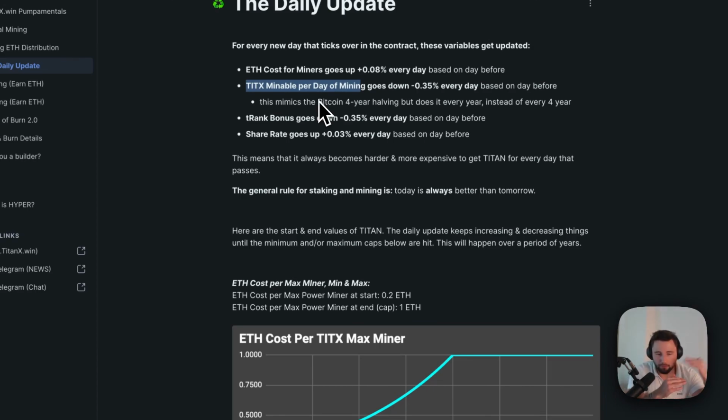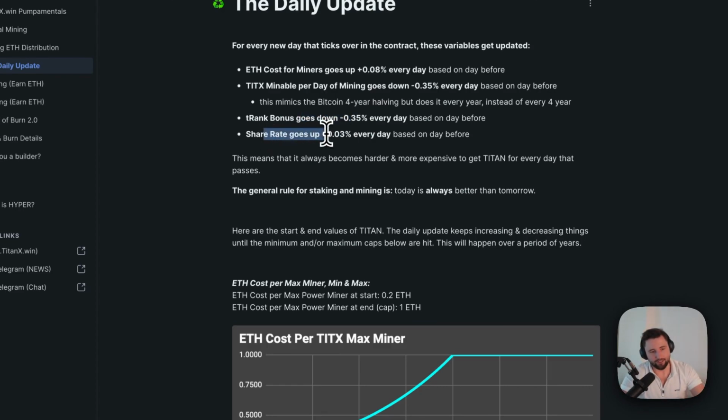It becomes a little bit more expensive to create a miner, so to create TitanX. So it becomes a little bit more expensive to create TitanX, and you get a little bit less. That's an exponential effect on the price floor of the thing going up. Then you have T-rank bonuses. Your T-rank bonuses go down together with the supply, which kind of makes sense because it's creating TitanX.